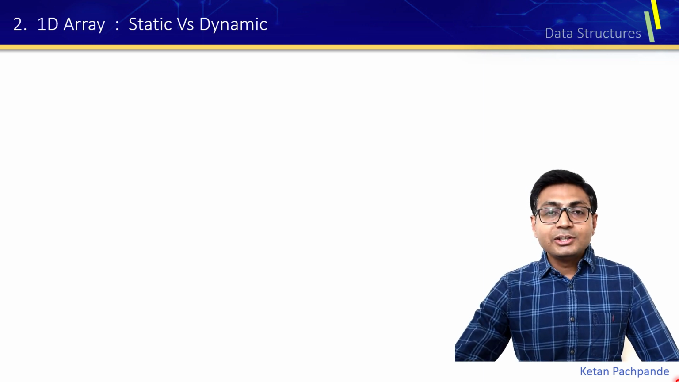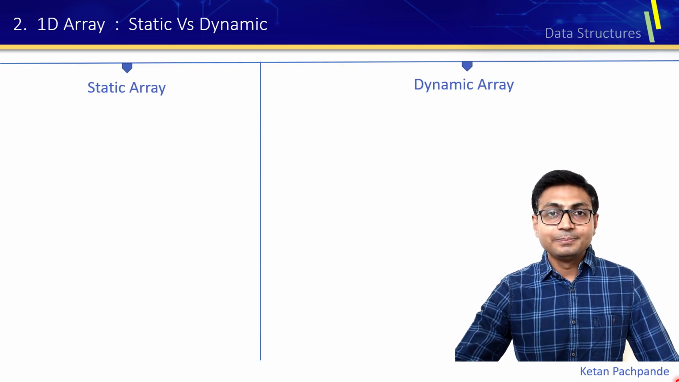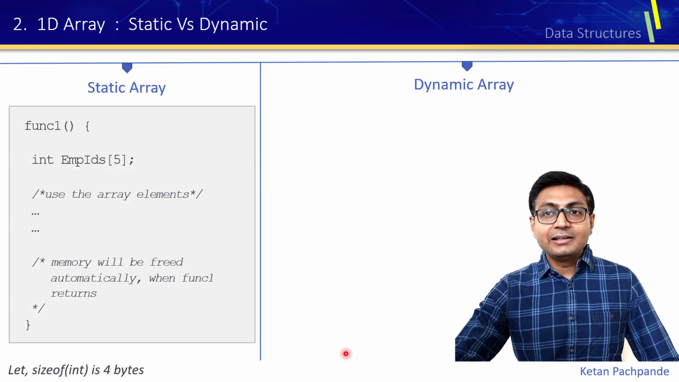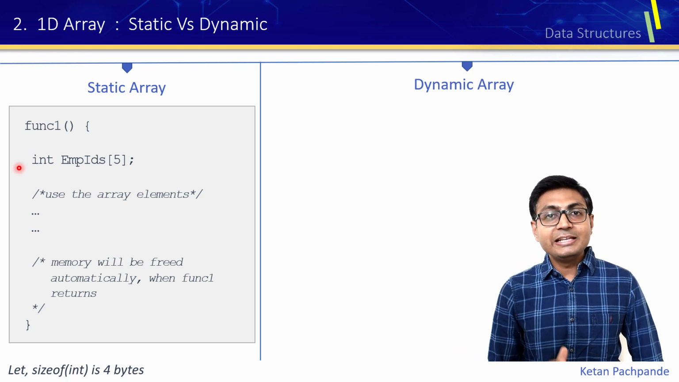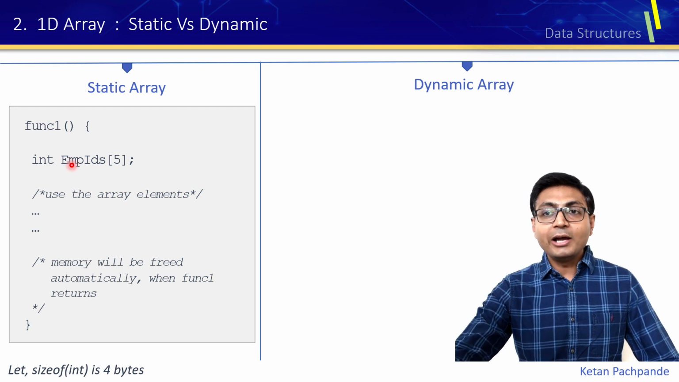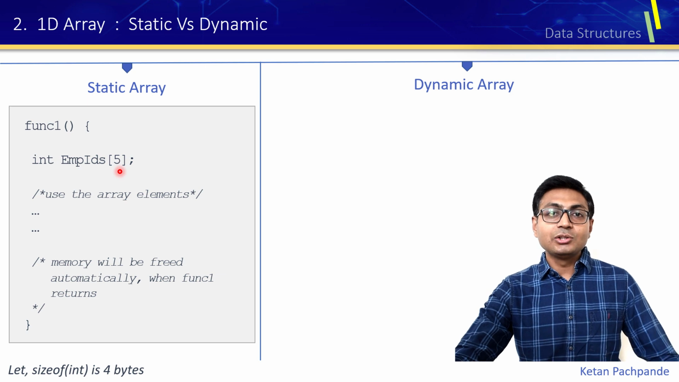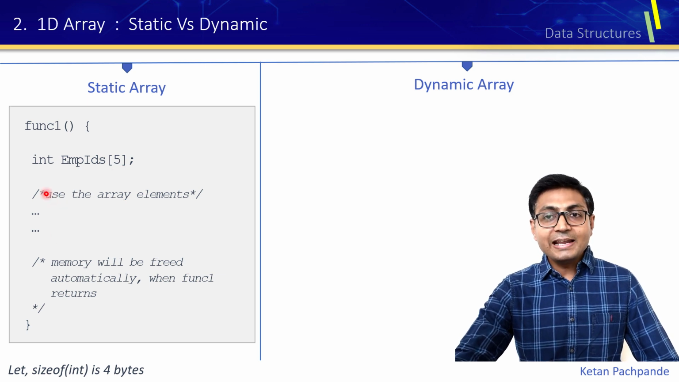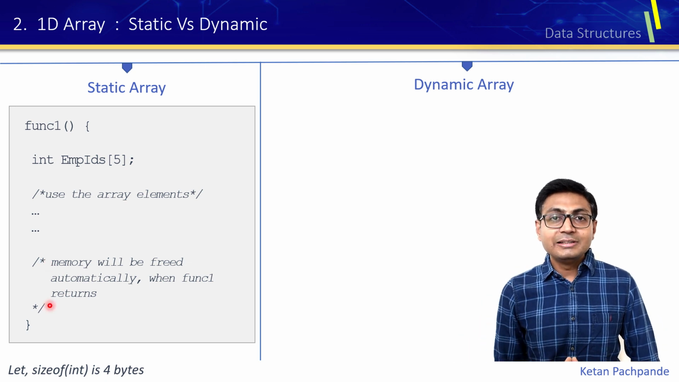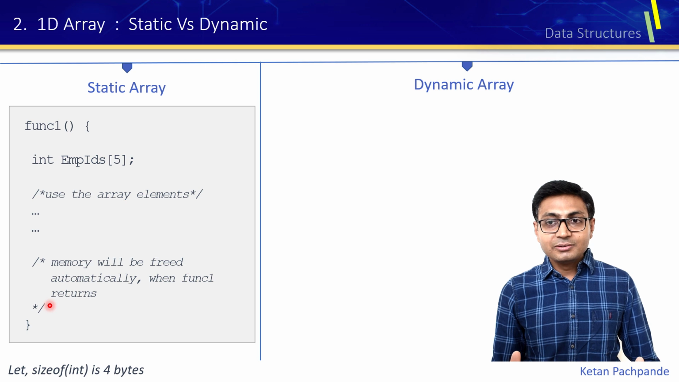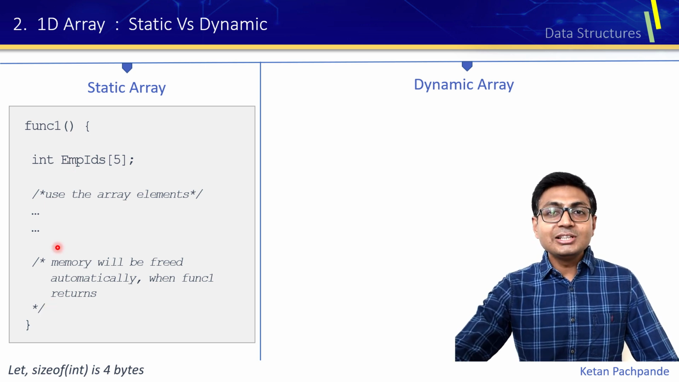Now there are two ways you can declare an array, static array versus dynamic array. What is the meaning of static array? Static array means you as a programmer already know the size of the array. So you simply say employee ID is 5 because I as a programmer know the size of the array. Use the array elements, and the memory allocated for these 5 elements will be freed when this function returns. Why so? Because this is just a local variable.